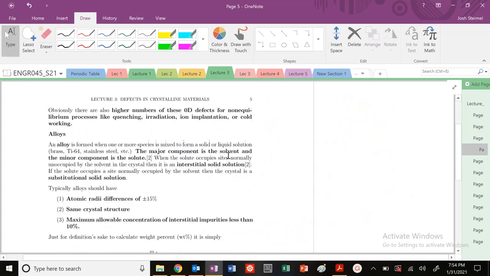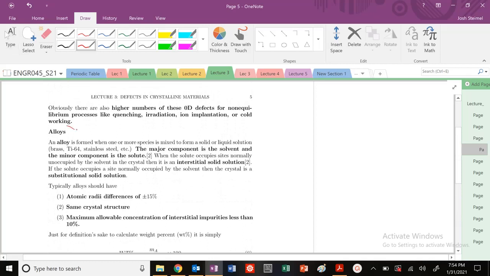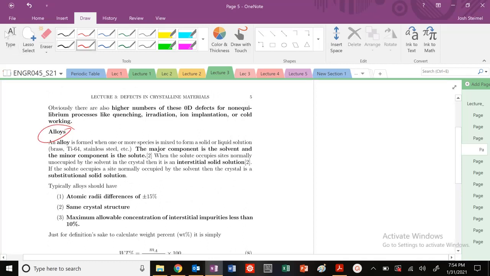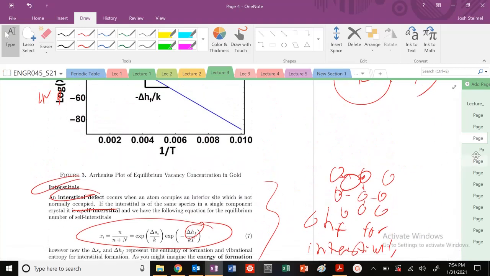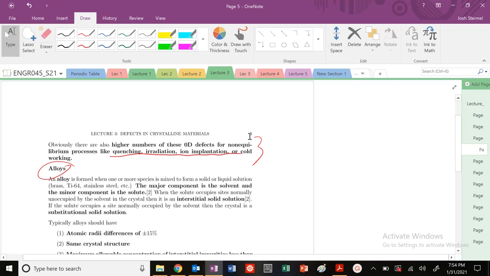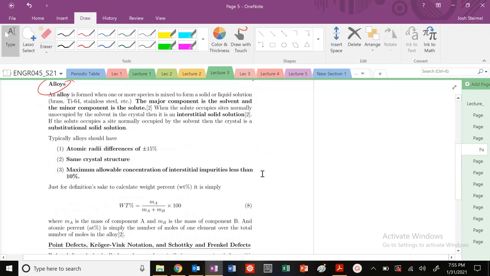So that is about it. Next time we're going to get a very short video into some rules for alloys. And there are lots of different types of zero order defects and higher numbers, for non-equilibrium processes, for quenching. Again, you could create a lot of these defects through lots of different processes, depending on what you're doing. So next time we're going to get into some rules for alloys and then into my favorite topic, Kroger-Vink notation.